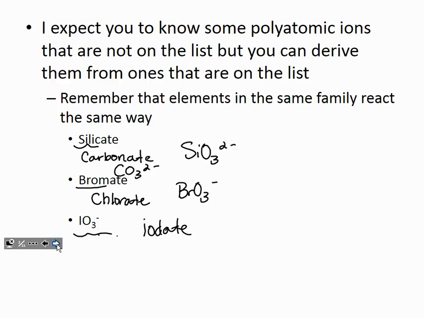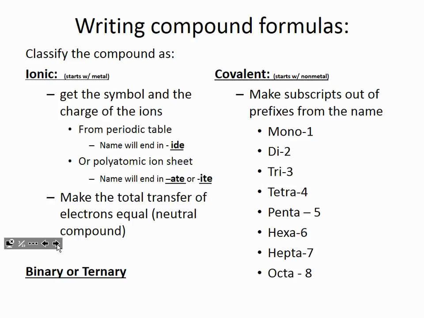Okay, so on to some nomenclature here. When we are writing compound formulas, we need to classify those compounds in 2 ways. The first way is that we need to classify them as either binary or ternary, and the second way is that we need to classify them as either ionic or covalent.